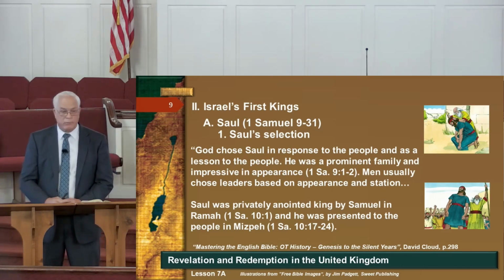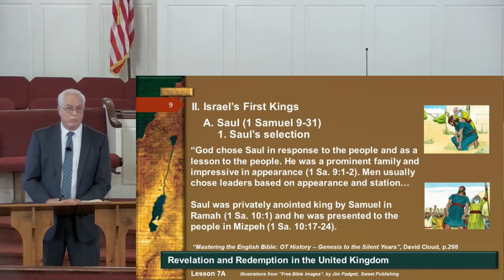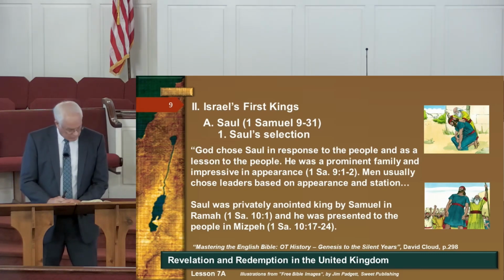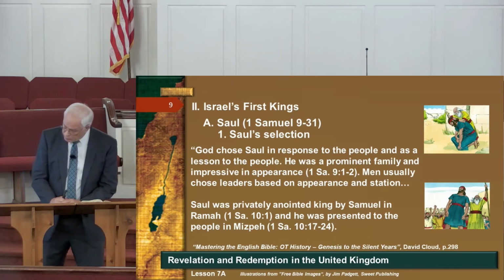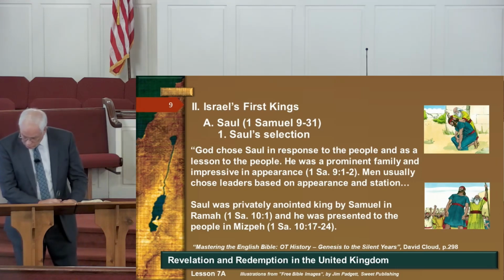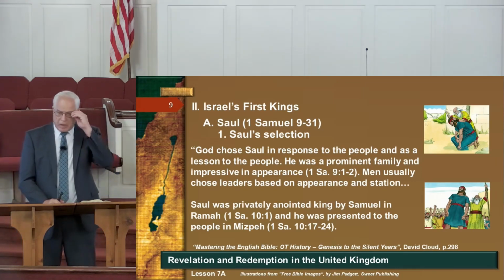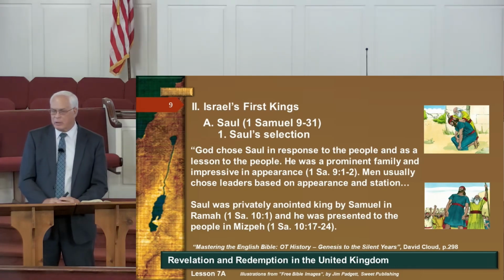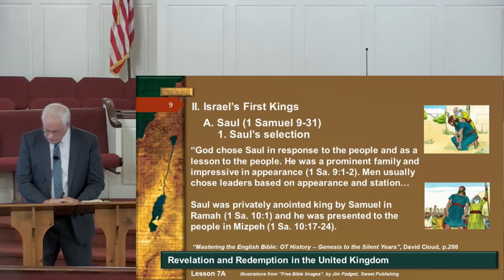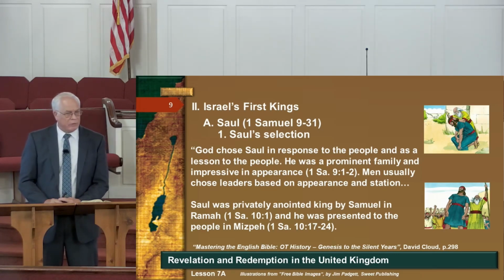He was from a prominent family. So he stood out, of course. Physically he stood out, and he stood out because of his family. Okay? And as the note here says, men usually choose leaders based on appearance and situation. They choose people by how they look, how they appear, how they carry themselves sometimes, rather than asking the Lord, what is your direction? What do you want done?